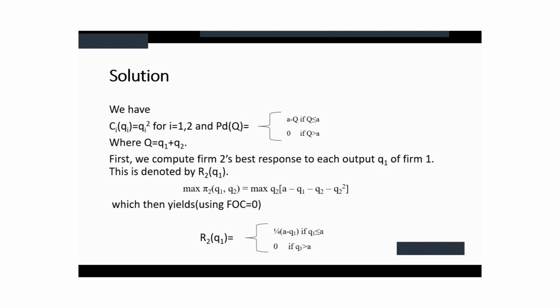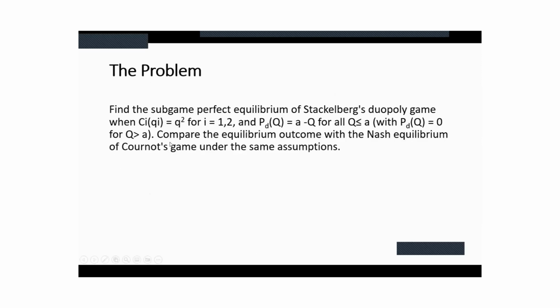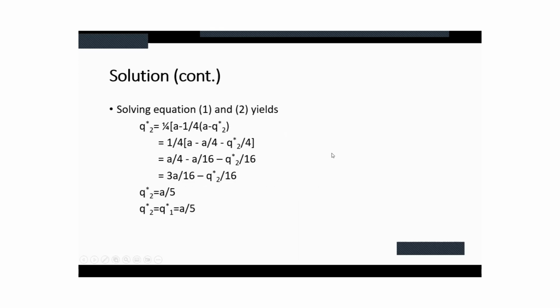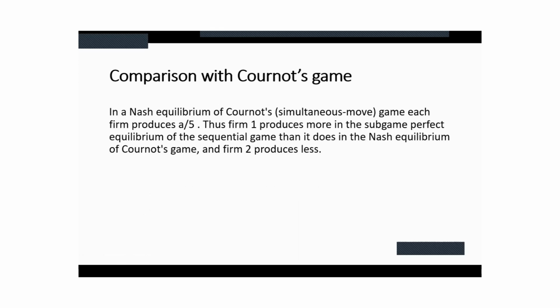There is another problem in the problem set. This is to compare the equilibrium outcome with the Nash equilibrium of Cournot's game under the same assumptions. We know that Cournot's game is a simultaneous move game. That means if player 1 makes a move at time t, player 2 makes a move at the same time. So there is no follower and no leader. Thus, firm 1 produces more in the subgame perfect equilibrium of the sequential Stackelberg game than it does in the Nash equilibrium of Cournot's game, and firm 2 produces less.